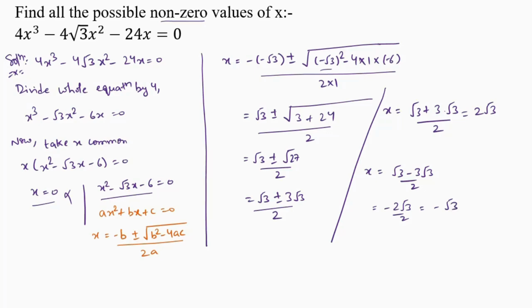So we have two values of x that are non-zero. First is 2 times root 3 and second is minus root 3.